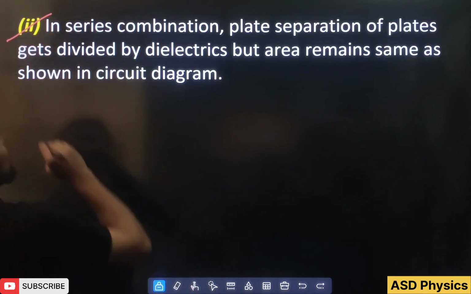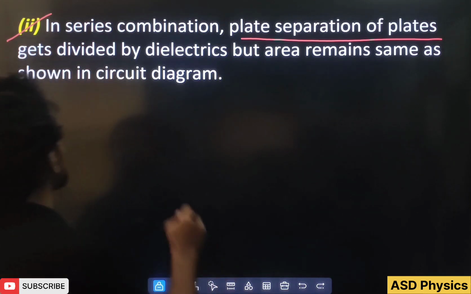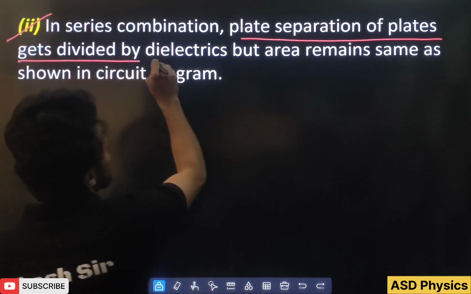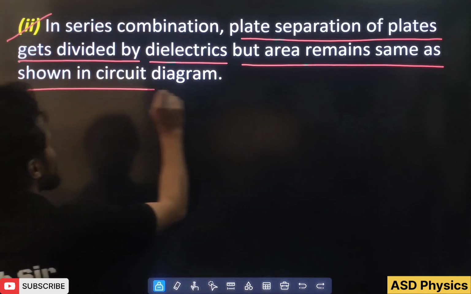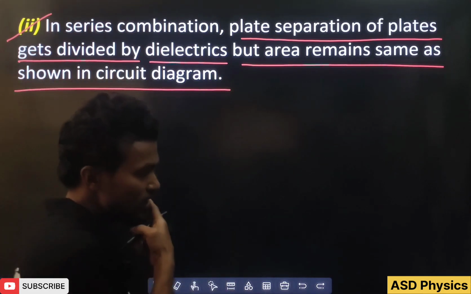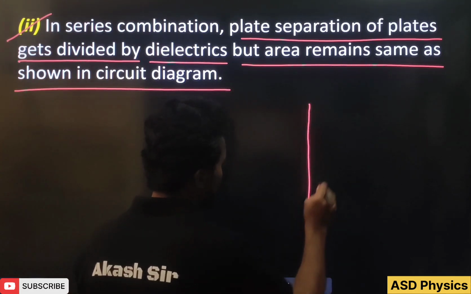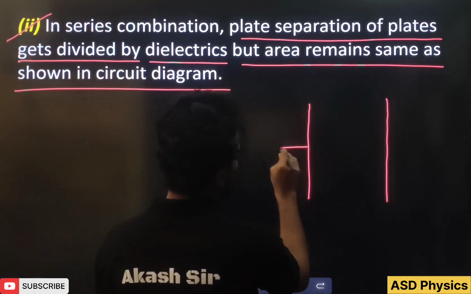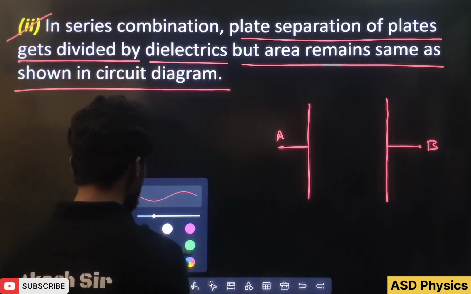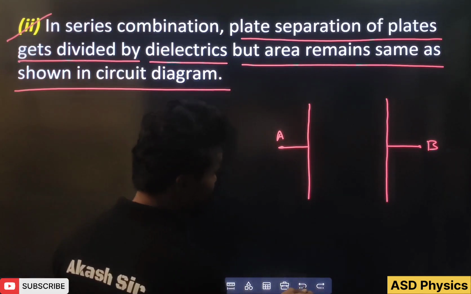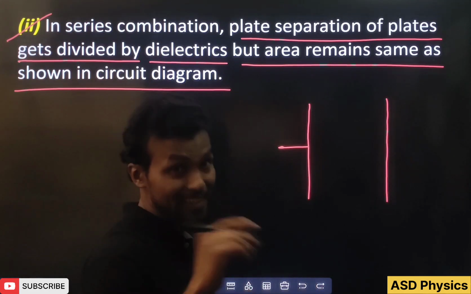In series combination, the separation of plates gets divided by dielectrics, but the area remains the same, as shown in the circuit diagram here. So here we are talking about the dielectric series combination. See here, I have taken these plates. Let's take terminal A and terminal B. But I will not take terminals A and B here, because plate area I am going to take as A.